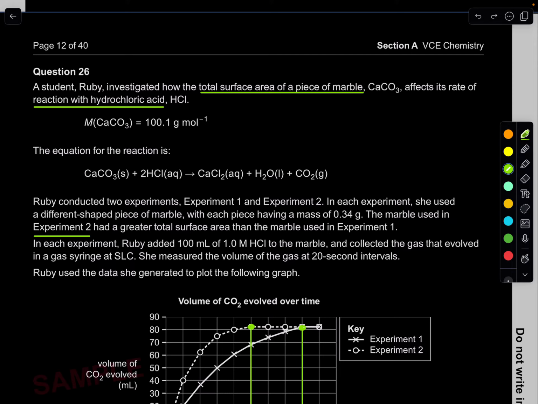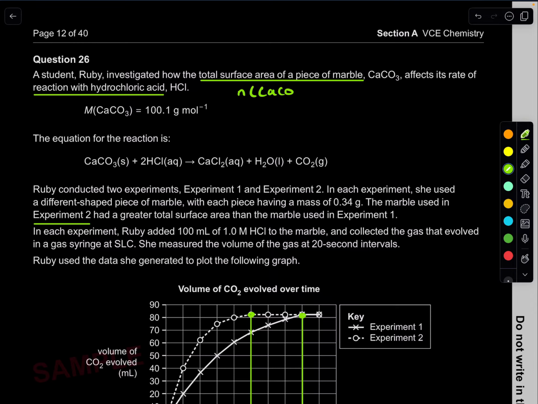So let's do that. First, let's calculate the mole of CaCO3. Remember, it's the mass over molar mass. So what's our mass? We're using 0.34 over, what's our molar mass? So 100.1. That gives me 0.0034 basically mole.